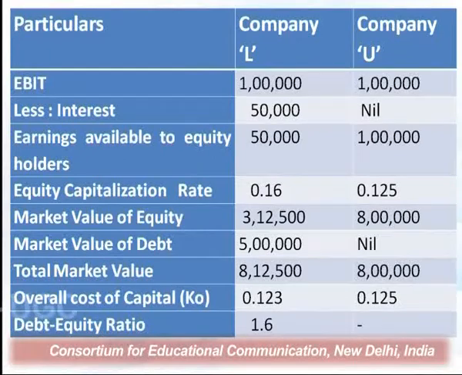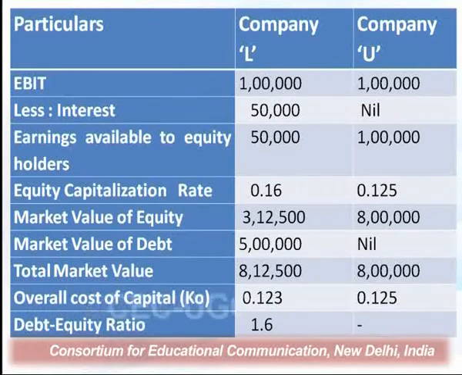Equity rate of capitalization is given here in this question, 0.16, that is 16%, and for company U it is 12.5%. If we calculate market value of equity, it is 3,12,500 for company L, and for company U it becomes 8 lakh rupees. Market value of debt for company L is 5 lakh rupees, for company U nil. When we aggregate these two values, equity and debt, the market value of firm becomes 8,12,500 and 8 lakh rupees.